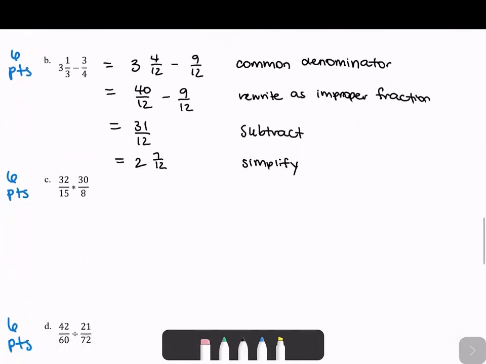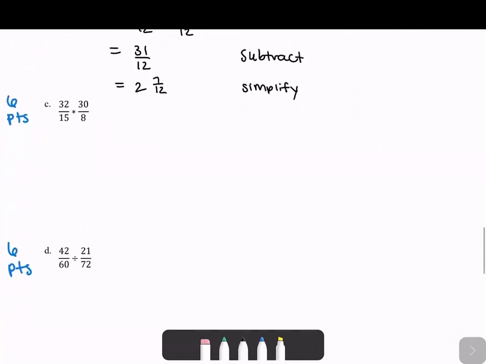Okay, next, multiplication. So the first step is to just multiply. So this is 32 times 30 over 15 times 8. So this is just going straight into using the multiplication algorithm. So then we know that 32 can be rewritten as 4 times 8, and 30 can be rewritten as 2 times 15.